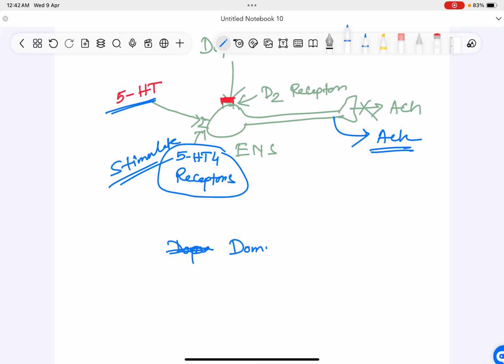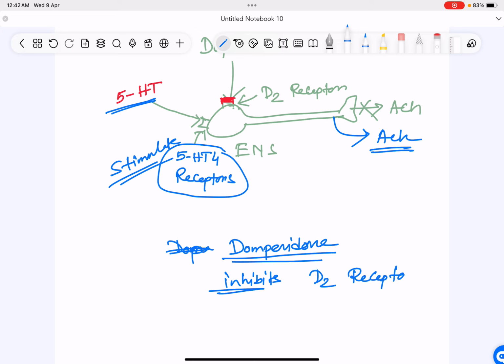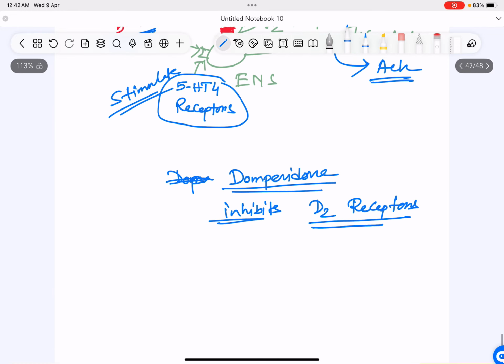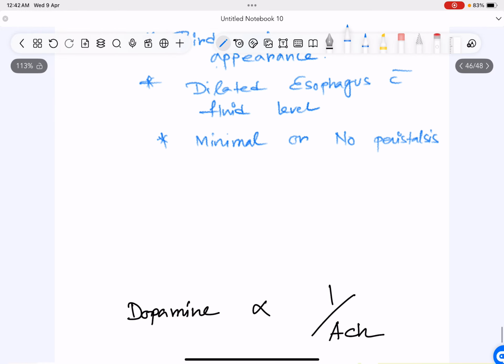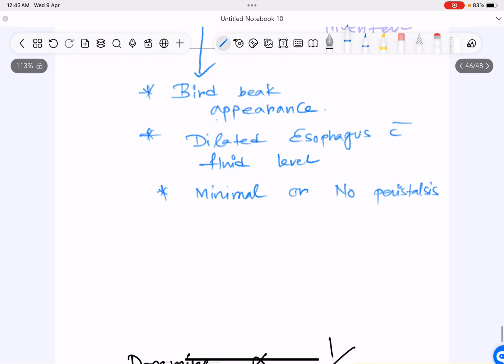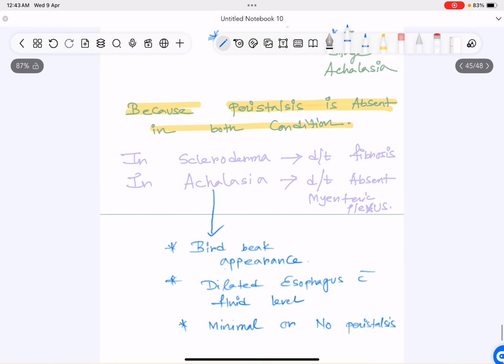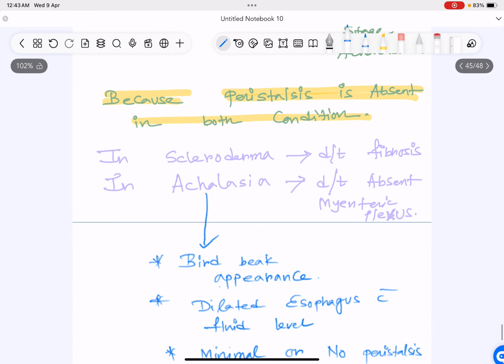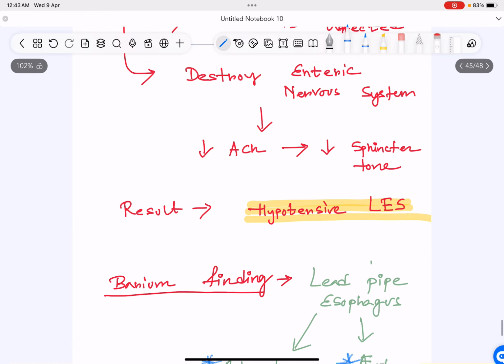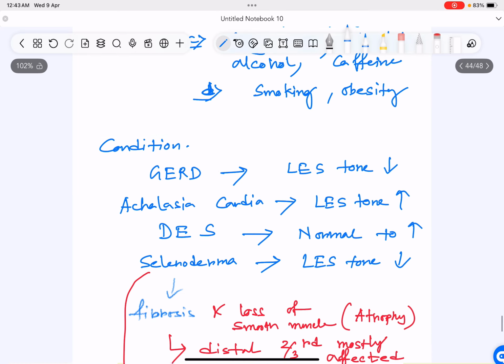On the other hand, domperidone only inhibits the D2 receptor. Like metoclopramide, it does not have the 5-HT4 receptor agonism effect. So we are clear how metoclopramide and domperidone work in peristalsis, and how they help in increasing the LES tone.